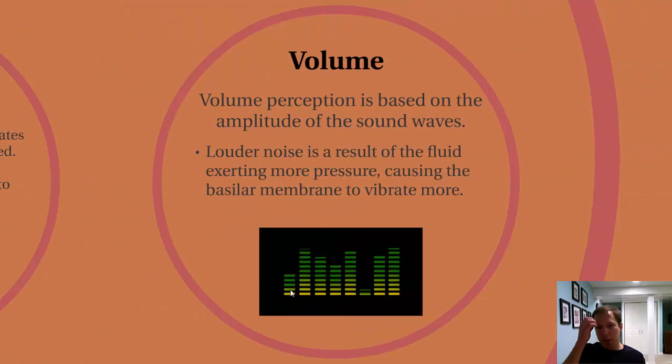Now, volume is going to be perceived based on the amplitude of the sound waves. So when it's a louder noise, that's going to exert more pressure, and that additional pressure causes more of the membrane to vibrate, and that's going to stimulate more stereocilia. And so the more cilia bend, the louder the sound is going to be perceived by our brain.